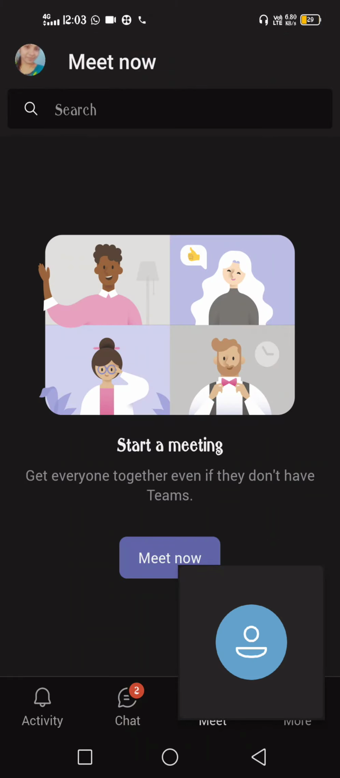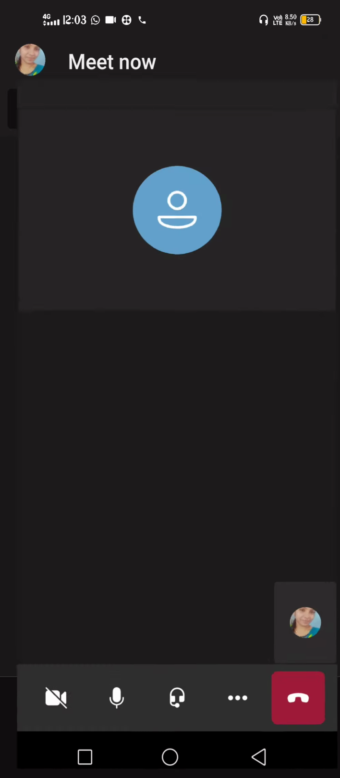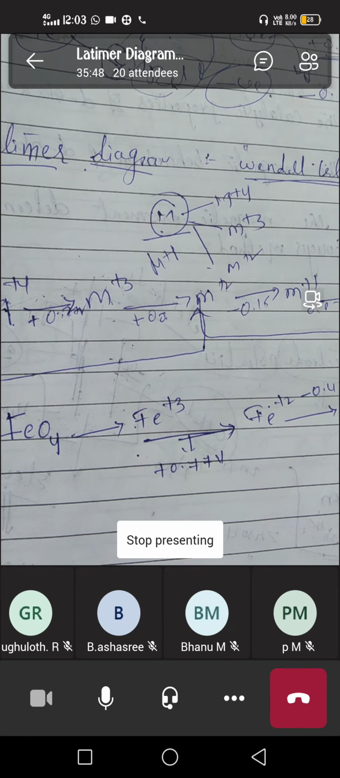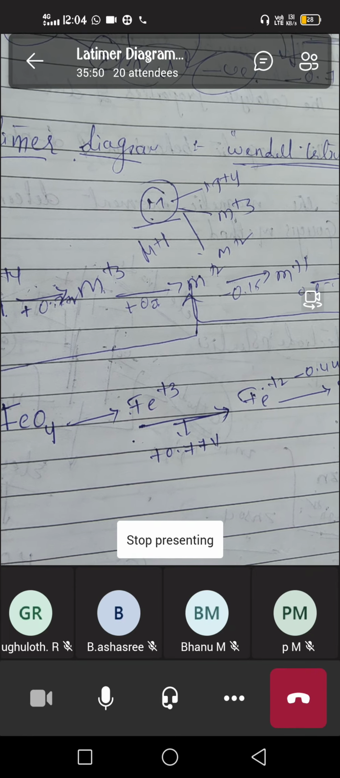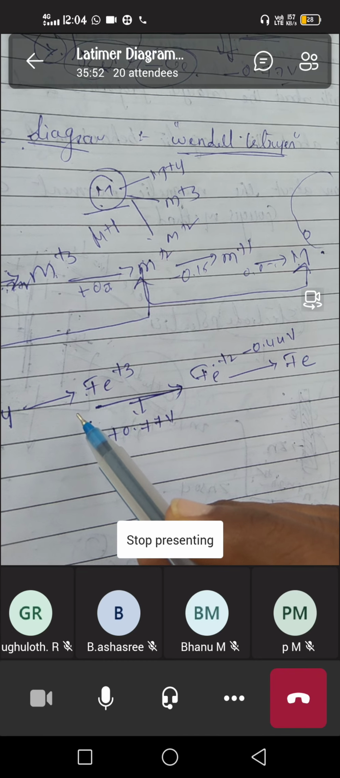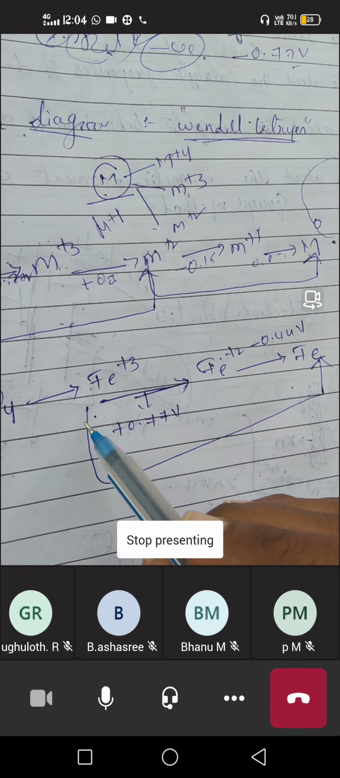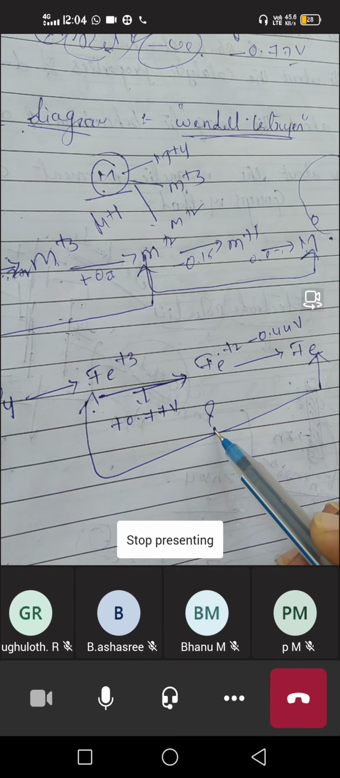So now we have to calculate the reduction potential of Fe plus 3 to Fe. So is it visible, ma'am? Is it visible what I am writing here? Okay. If you want to convert Fe plus 3 to Fe, now we have to calculate the reduction potential here.